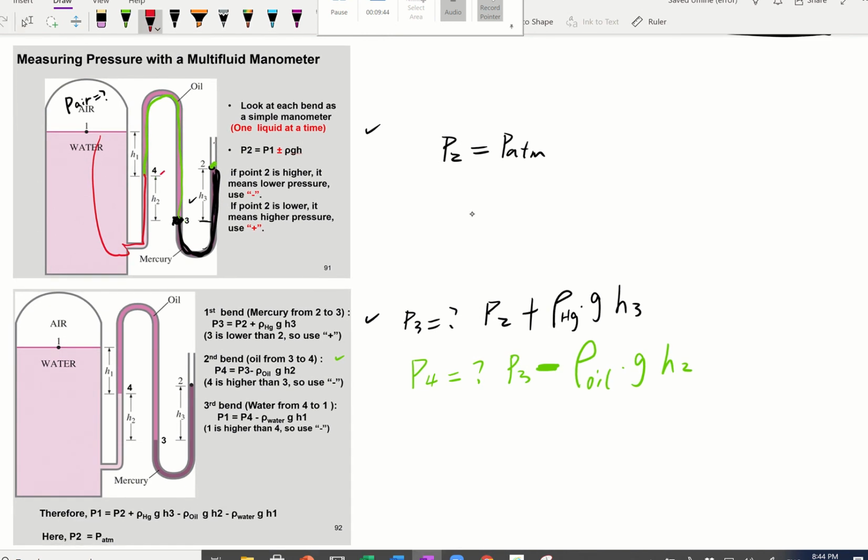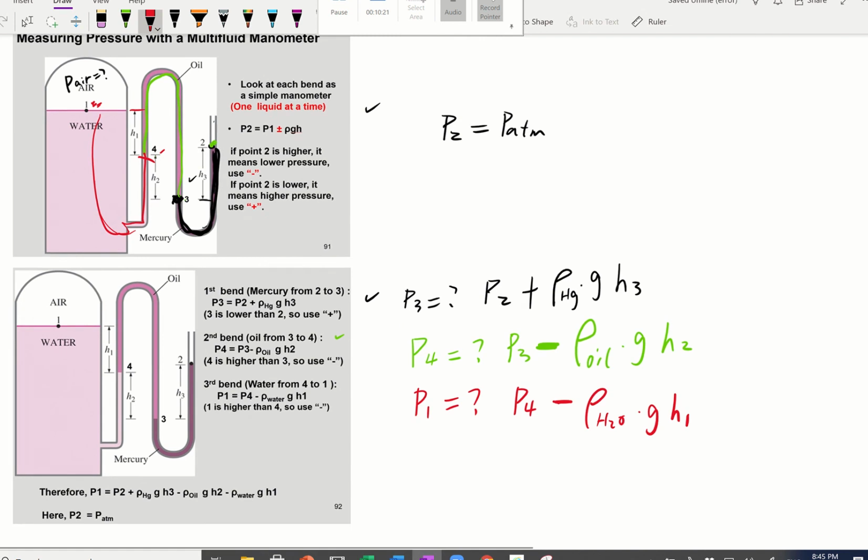So you know P4 now, and you just need to figure out 1, right? Because from 4 to 1, they have the same liquid, which is water. So P1, that's our goal to find out. 1 is located higher than 4. If it's located higher than 4, it's going to have lower pressure. So in that situation, it's going to be P4 minus, and how much lower? We are looking at the water layer now. So rho water, g, and H1. H1 is the difference between 4 and 1. So knowing that, you can find your pressure at 1.